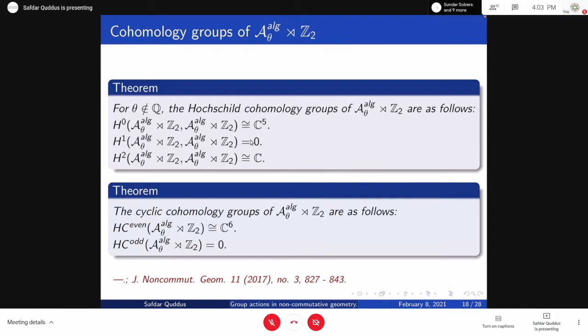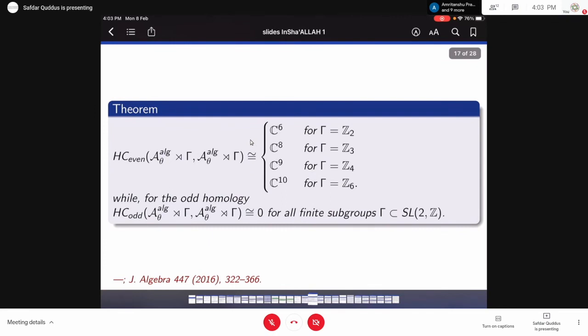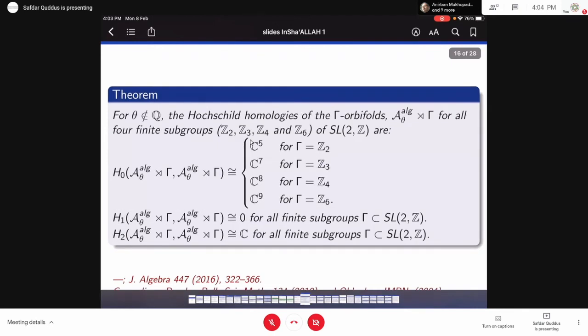Safdar, I have a question. I have two questions. Could you go back one more slide, please? This one? One more, please. Is this one?